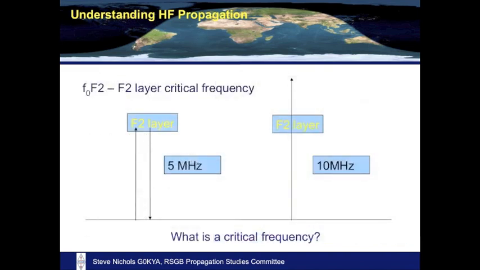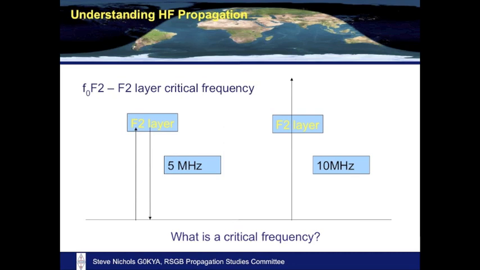Now there is another way of measuring the level of ionization in our ionosphere, and that's to look at something called the critical frequency. It's sometimes shown as foF2. To do this, we fire a signal straight up into the ionosphere, vertically up, and we see if it comes back down again. Does it actually get refracted or reflected back to the Earth? As you can see from this example on the slide, a 5 megahertz signal is being reflected back down from the F2 layer. It comes straight back down to the Earth. Whereas a 10 megahertz signal is going straight up through the F2 layer, straight out into space.